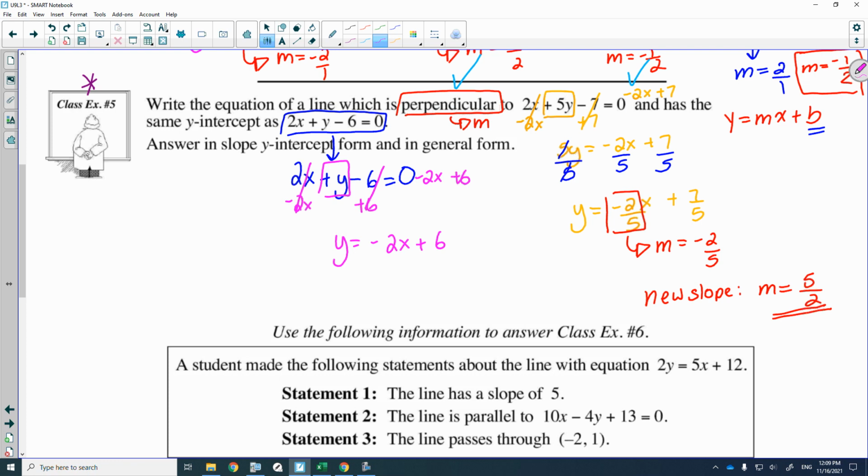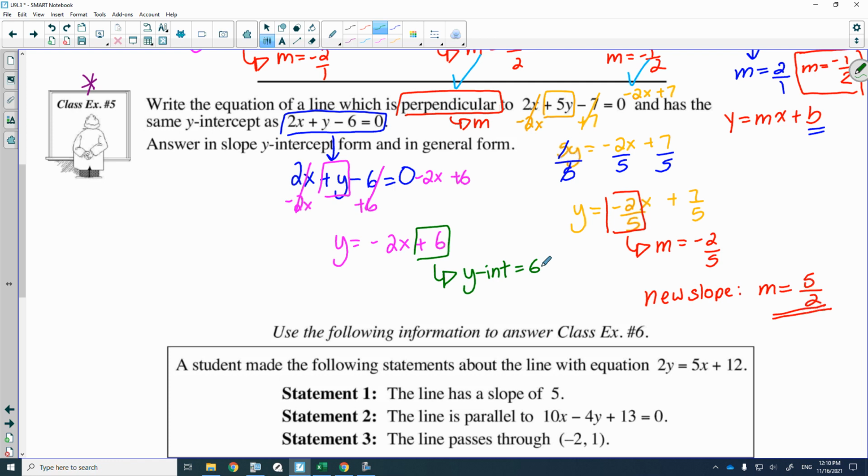This line has the equation y is equal to negative 2x plus 6. We need the y-intercept, which is the b value. This is the y-intercept. I did all of that work, and I haven't even done the question, because the question was, what is the equation of a new line with this slope and this y-intercept?